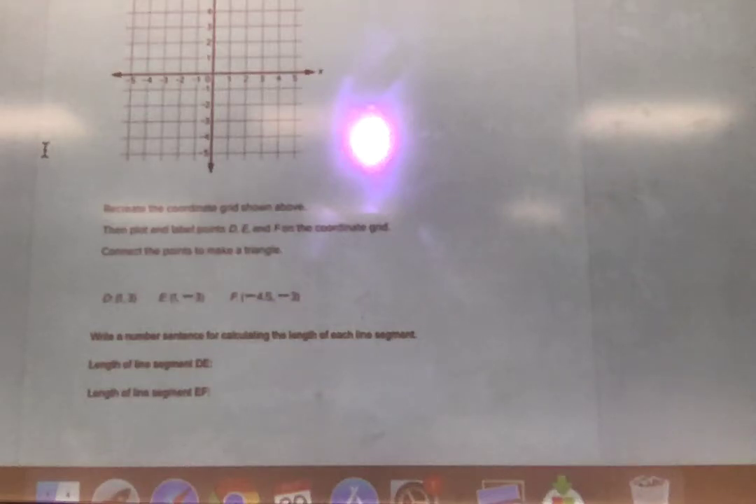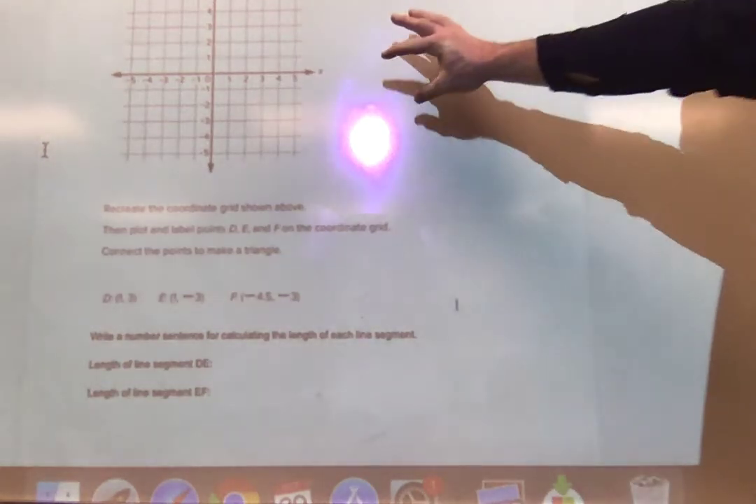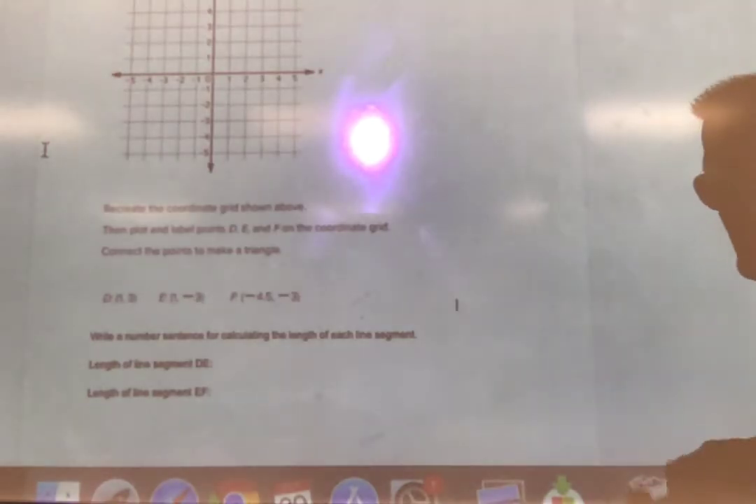On exit slip 5-1, today we'll be looking at drawing polygons on a coordinate grid and finding the length of their sides. All right, and we'll do that in kind of an abstract way that we've been working on a little bit. So let's start out by, first of all, we got the coordinate grid here. We're going to plot the points D, E, and F.